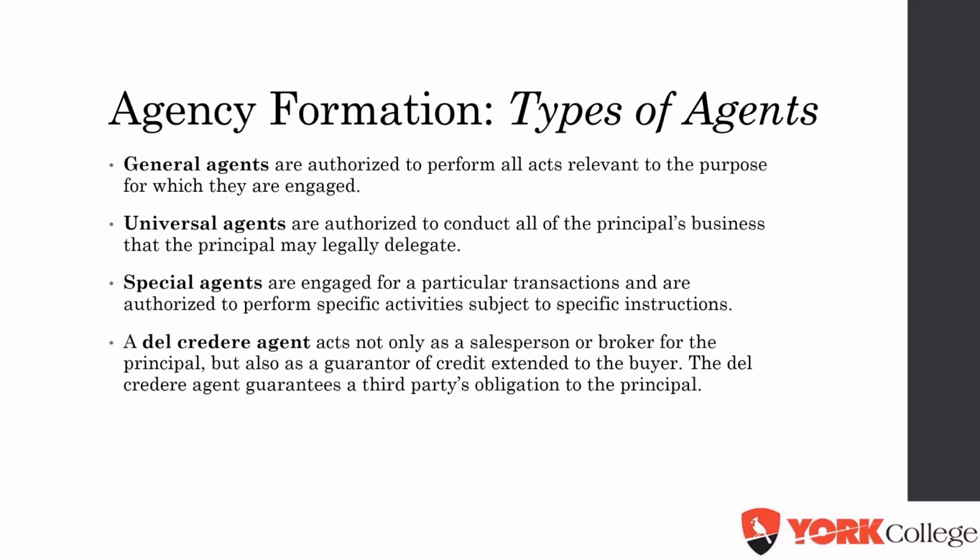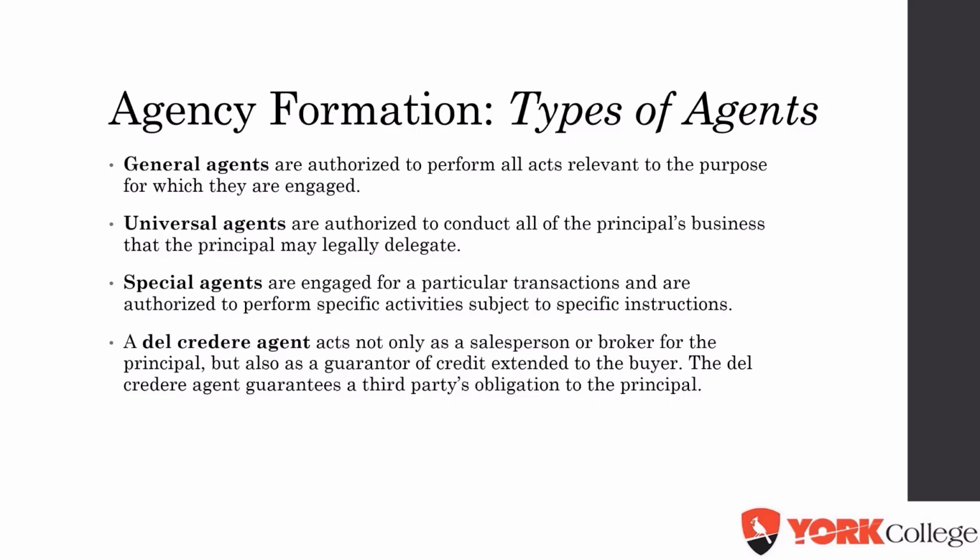The difference between these two is that the general agent is authorized for the purpose which the principal's intent has already scoped out, whereas the universal agent may function almost as a proxy of the principal when conducting anything. But of course, it's limited by legal bars and restrictions. Then we have special agents, and those are engaged for a particular transaction. So think of a real estate broker, a CPA, or a lawyer.